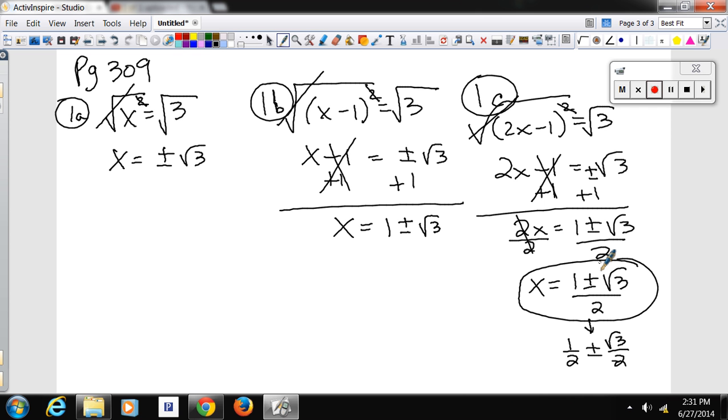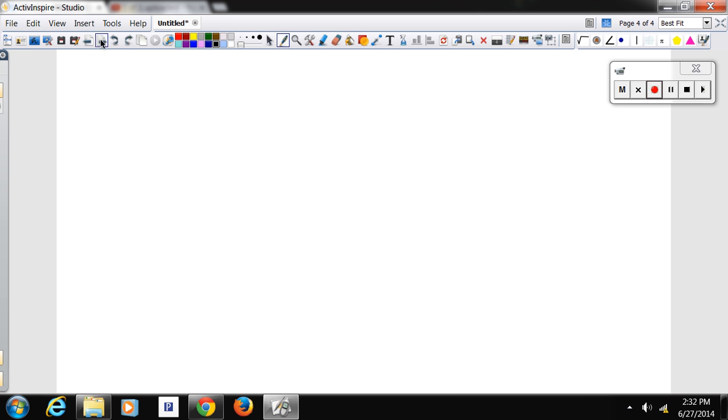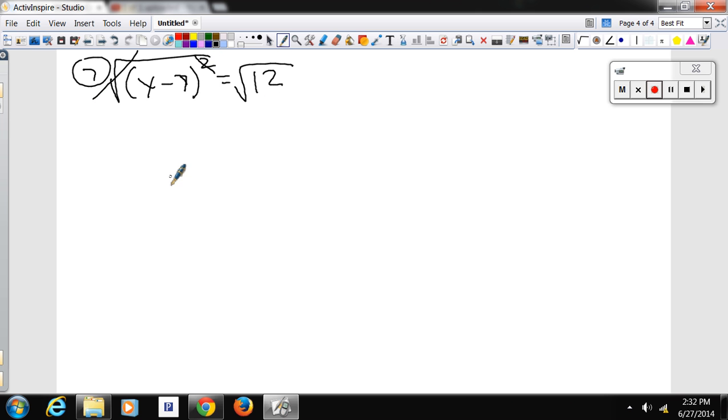Then we're going to skip up to 7. You're going to do 2 and 3 on your own. So you'll do 7, 8, and 9. So here's number 7. It says y minus 7 squared equals 12. So square root both sides. The square root cancels out the square, so you're going to get y minus 7 equals plus or minus radical 12.